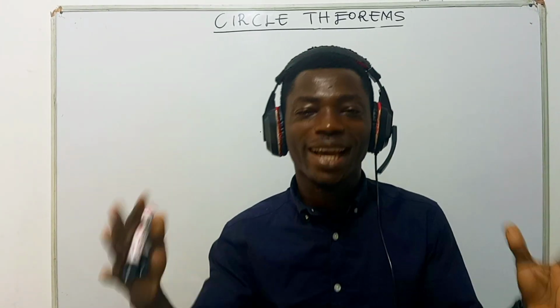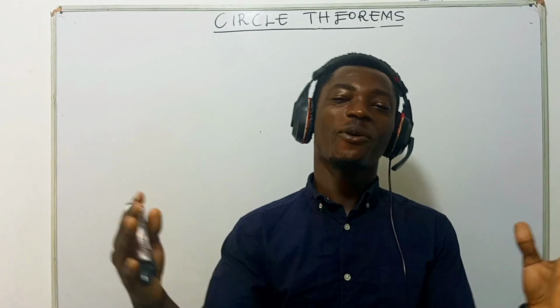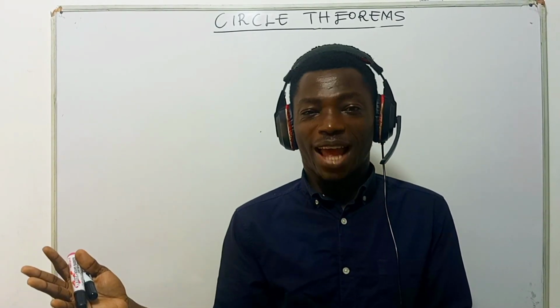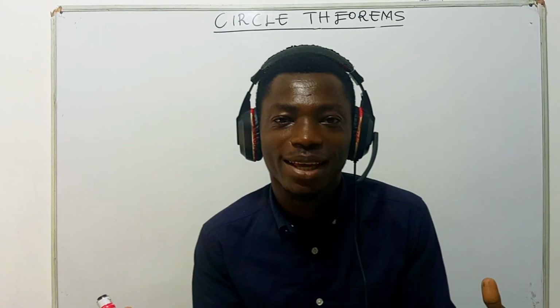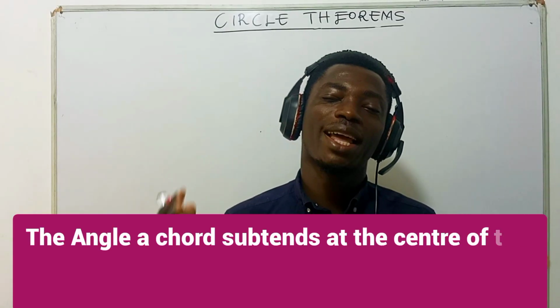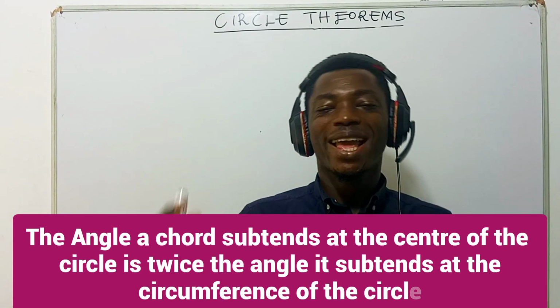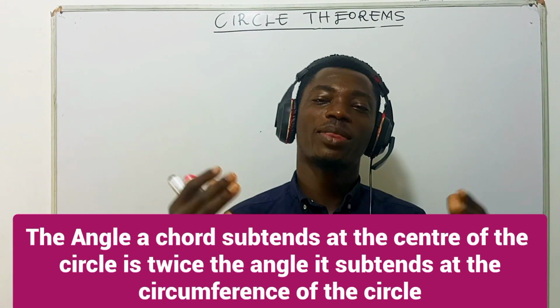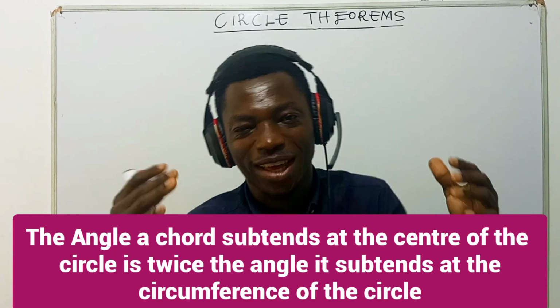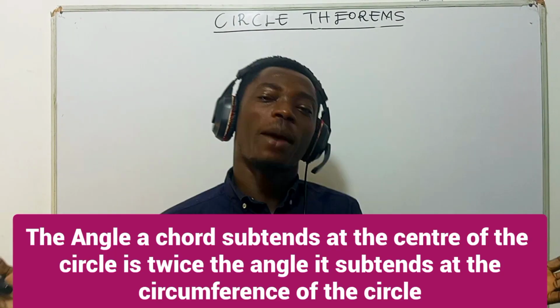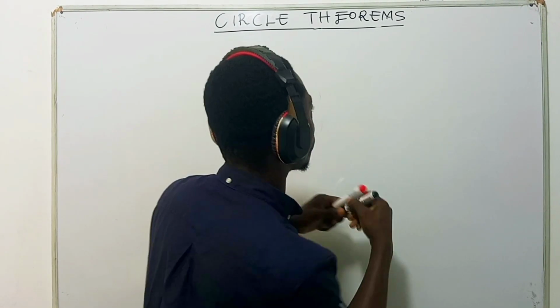Welcome to the second theorem of the circle theorems. What is this second theorem actually saying? The second theorem says that the angle a chord subtends at the center of the circle is twice the angle it subtends at the circumference of that same circle. What does that mean? Let's use this circle to figure it out.